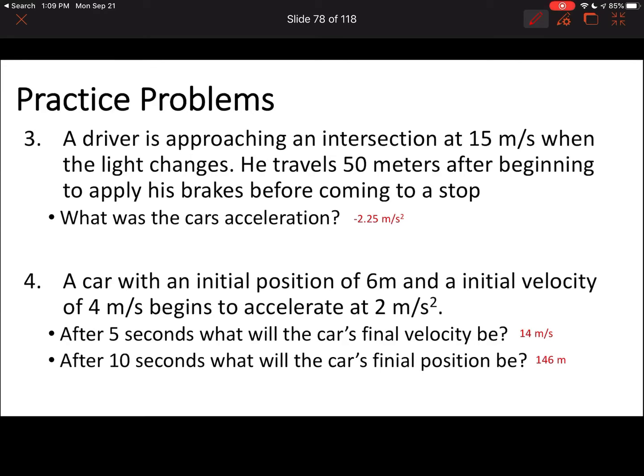And then 4, we get after 5 seconds, the car's final velocity is 14, but after 10 seconds, the car's final position should be 146 meters away from where we initially started. Or not, 140 meters away from where we started, and then we include that 6 onto that calculation as our initial position.